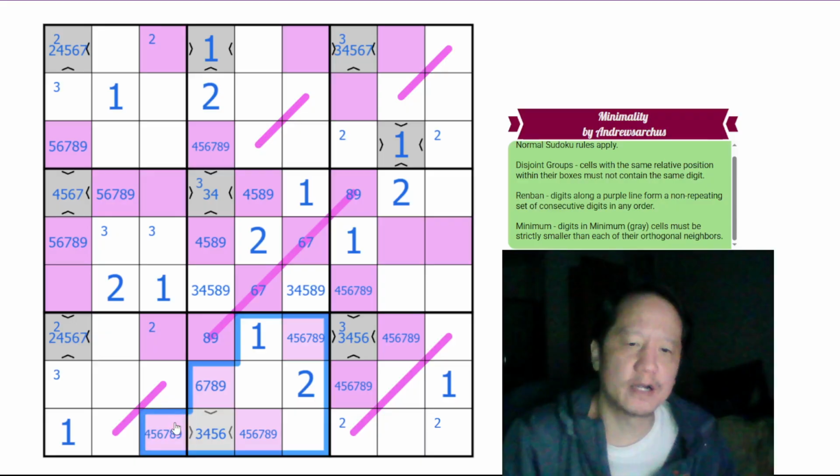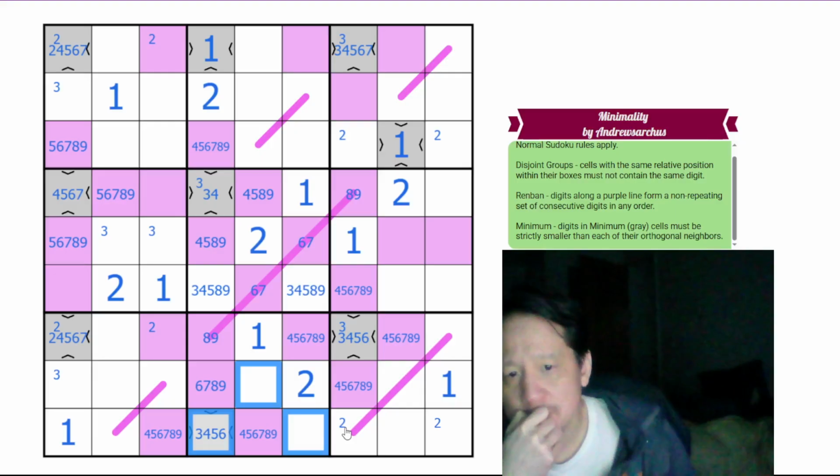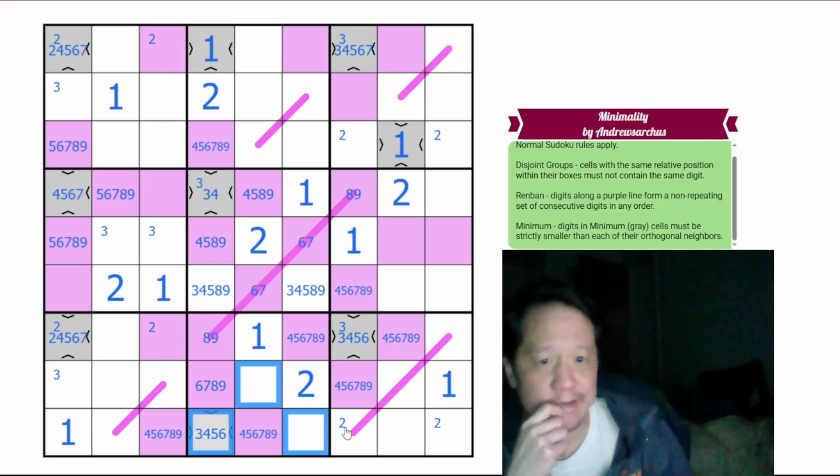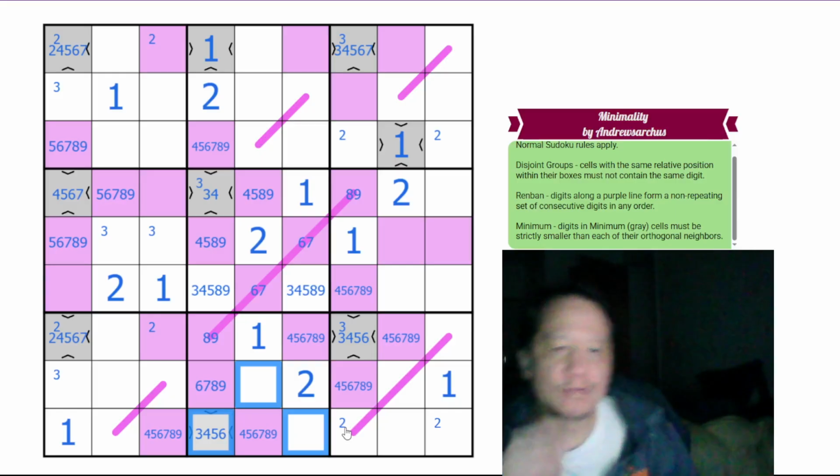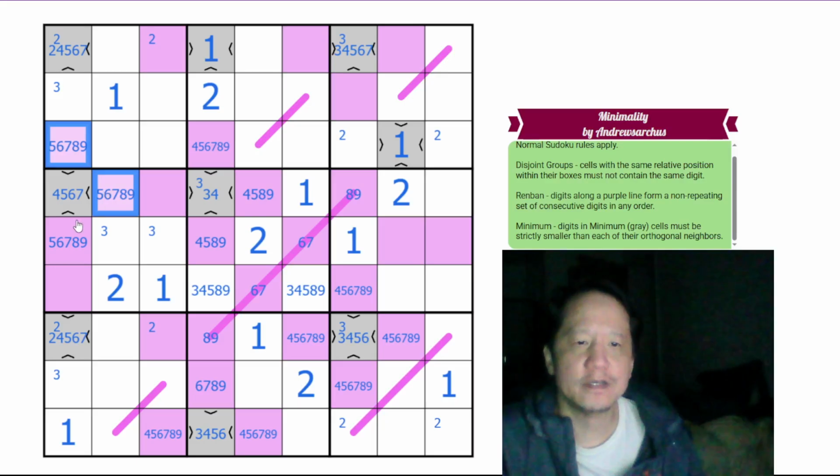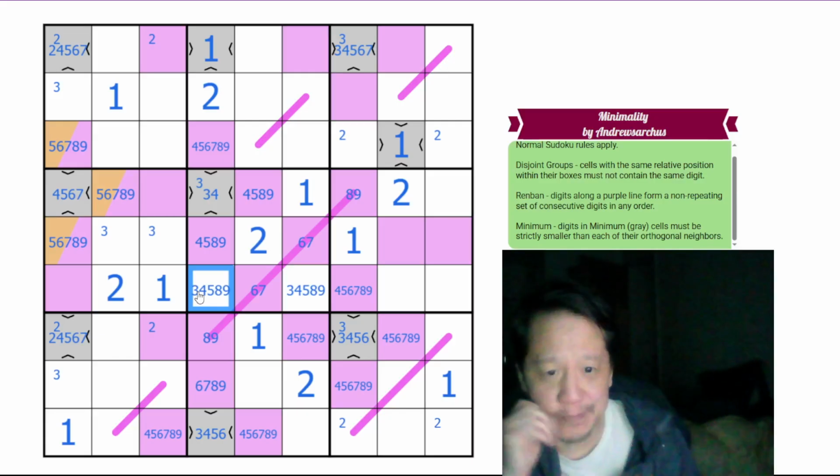3 in box 8 has to be one of these 3 cells. Does that help us any? Not particularly. Well, this is the cannot be 3, right? So one of these has to be orange, but that doesn't help anything.